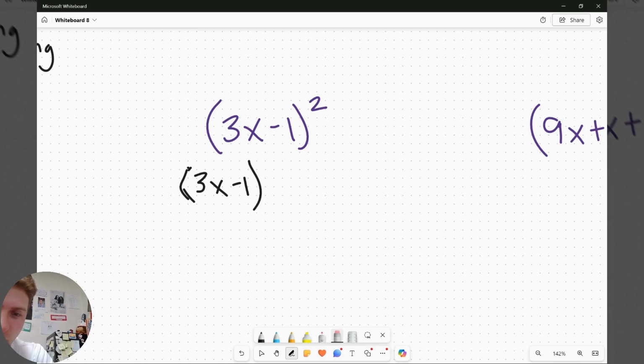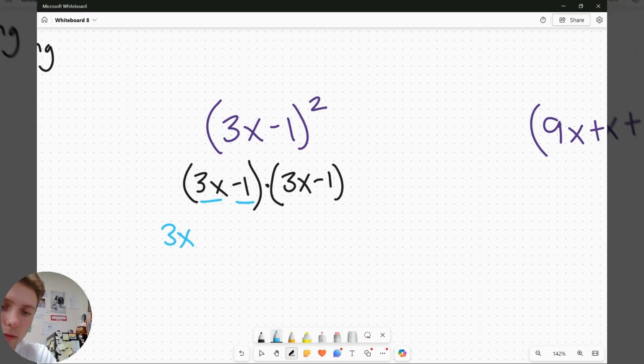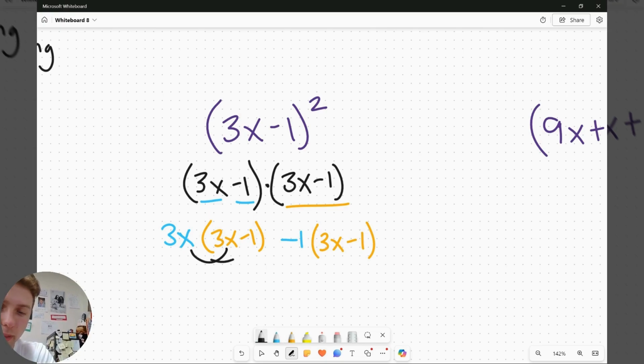3x minus 1 squared is 3x minus 1, and we said squaring something is multiplying it by itself. So if I have 3x minus 1, I need to put it next to another set of parentheses that has 3x minus 1, showing it multiplying by itself. Once you have that, you can take what's in the first set of parentheses and multiply that with the second set of parentheses. So 3x minus 1 multiplies with both those terms. Go through our distribution like we did on the last problem.